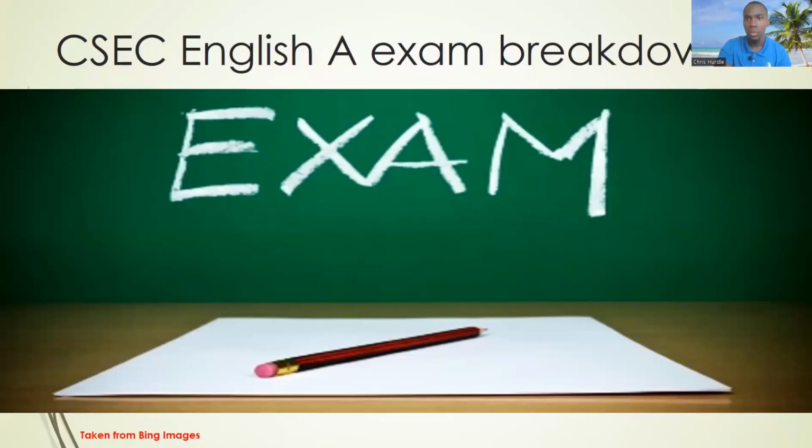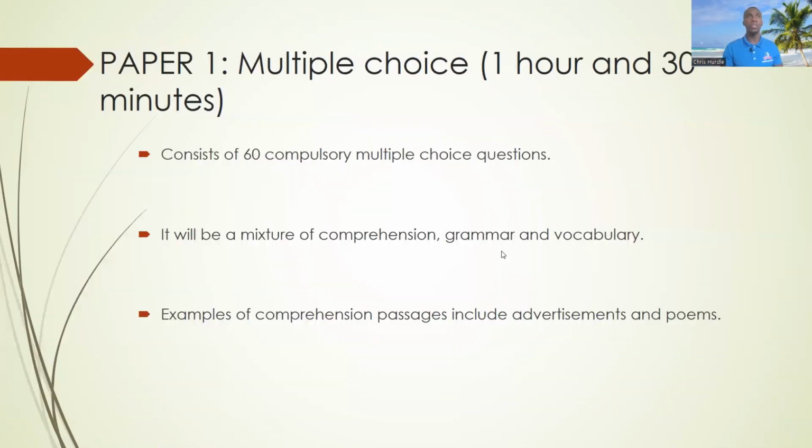Okay, so the CSEC English A exam breakdown. And of course, I retrieved this image from Bing Images, right? So your Paper 1 is going to be multiple choice and it's going to have a duration of 1 hour and 30 minutes. It will consist of 60 compulsory multiple choice questions, which will be a mixture of comprehension, grammar, and vocabulary.